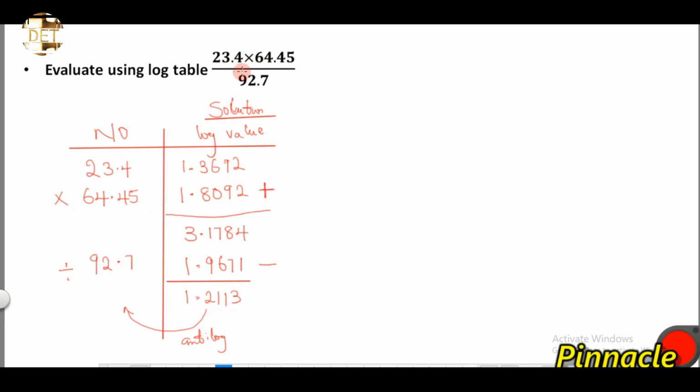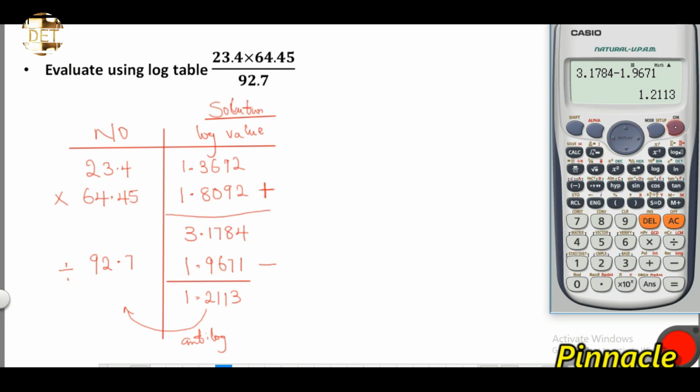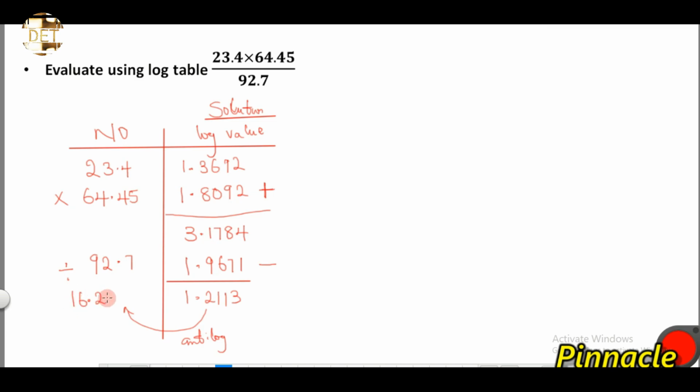The antilog. Because we have actually resolved everything here. We have looked at 23.4 times 64.45 divided by 92.7. And the result that we got in our log column is 1.2113. The next thing is to look for the antilog of this number. How do I look for the antilog of that number? I'll press shift and then press log and then put in the value, which is 1.2113. That will be equal to 16.266, which is approximately 16.27.